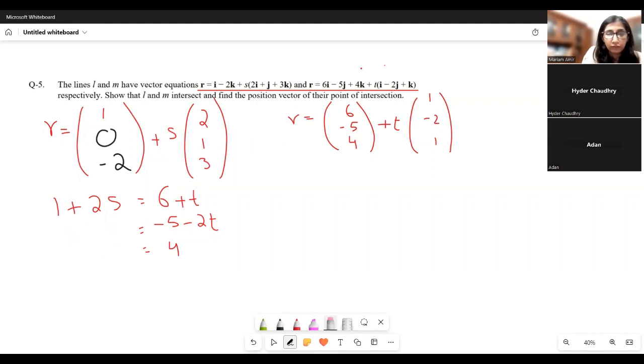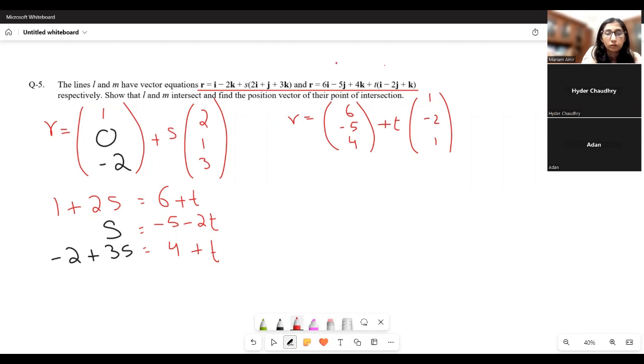So we have s equals minus 5 minus 2t. Minus 2 plus 3s equals 4 plus t. Let me just double check. 1 plus 2s equals 6 plus t. s is equal to minus 5 minus 2t. Minus 2 plus 3s is equal to 4 plus t.